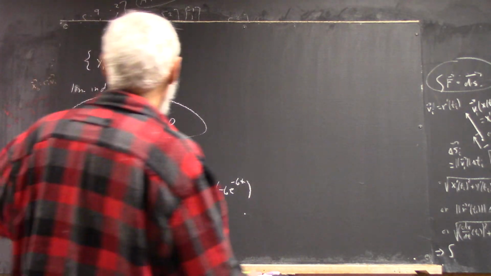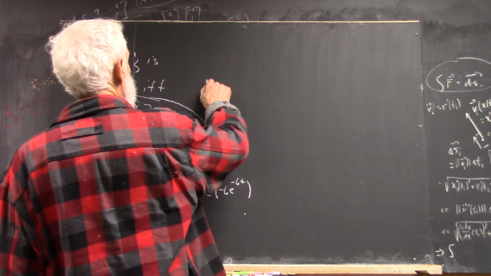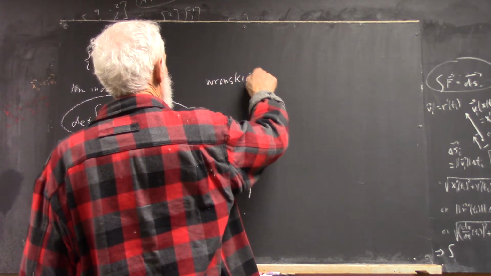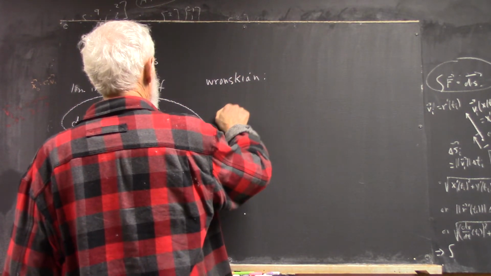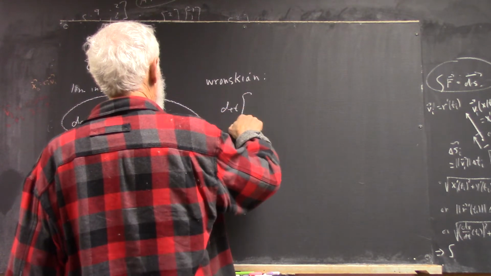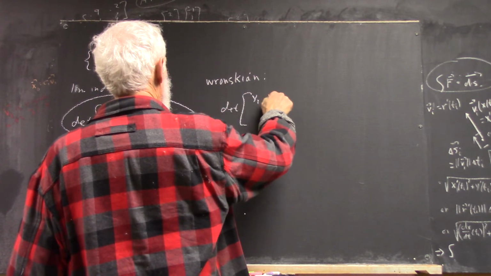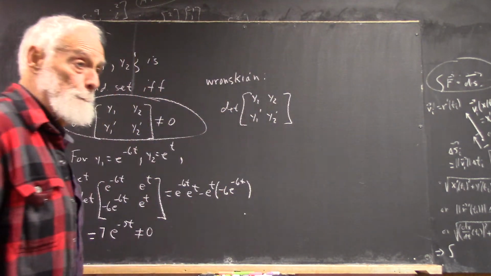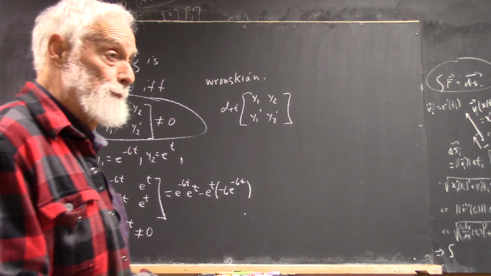And this is called the Wronskian. Okay? Got it?